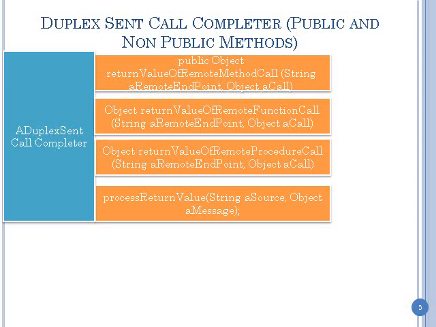Okay, and so the send call completer has many implementations. The duplex one has, and this is what. So what are these methods?